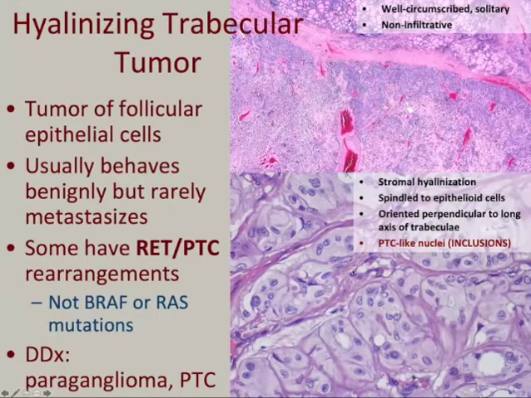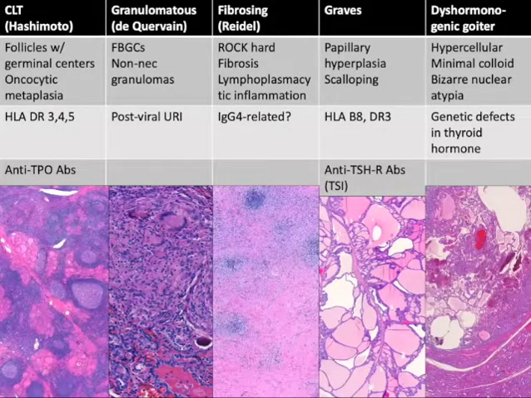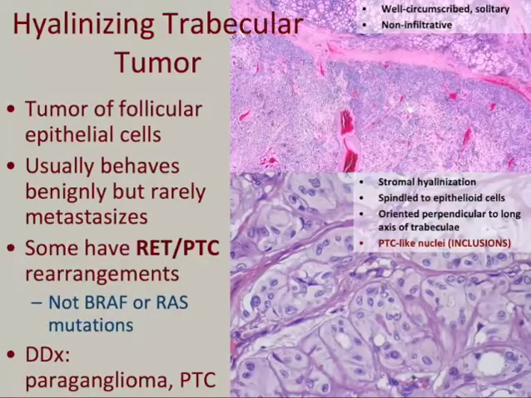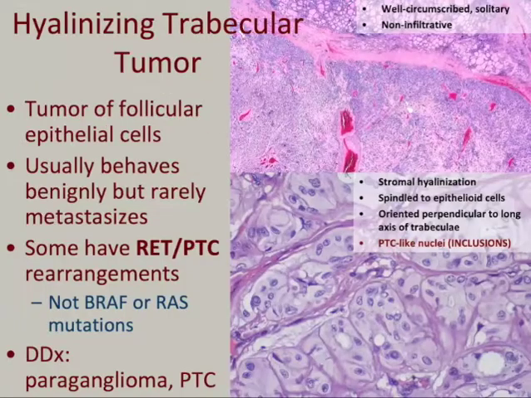They behave extremely indolently. Is de Quervain's the same as subacute? I think yes, sometimes it's called subacute in some of the books, yeah. Okay, so that's hyalinizing trabecular tumor. Remember that tumors of follicular epithelial cells, such as HTT, stain for all thyroid markers, right? TTF1, PAX8, thyroglobulin.